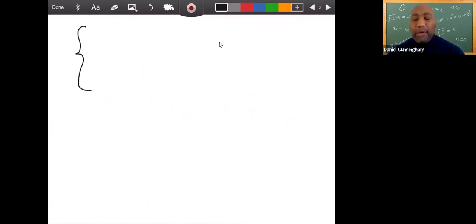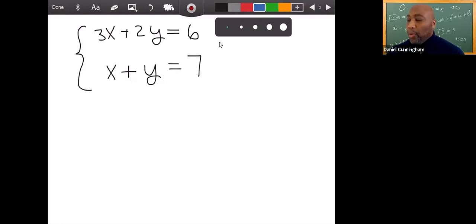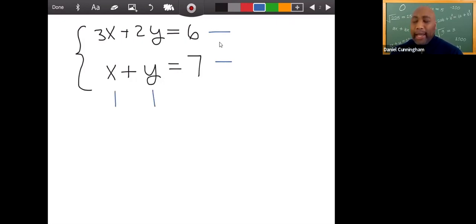So to write a system of equations, you use a curly bracket, and you have an equation. Let's say we have 3x plus 2y is equal to 6. So that's an equation, and you can graph that. You can plot points and graph that equation. Let's say you have another equation, x plus y is equal to 7. So when they say solve a system of equations, in this particular unit, we want two equations. Here are two equations, and also we have two unknowns, our x and our y.